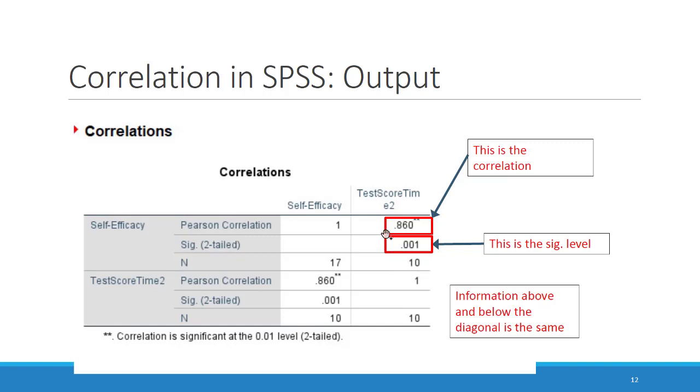You'll note that the information that is above and below what we call the diagonal is the same. So why is that? Well, if we look here, self-efficacy is correlated with test score at time 2 at 0.86. If we go down to test score at time 2, it's the same thing, correlated with self-efficacy, it's also 0.86. So anything below what we call the diagonal, this line here, will reflect what's above the diagonal.